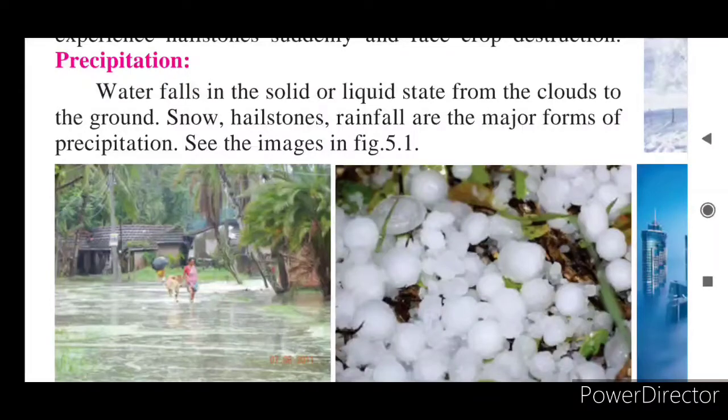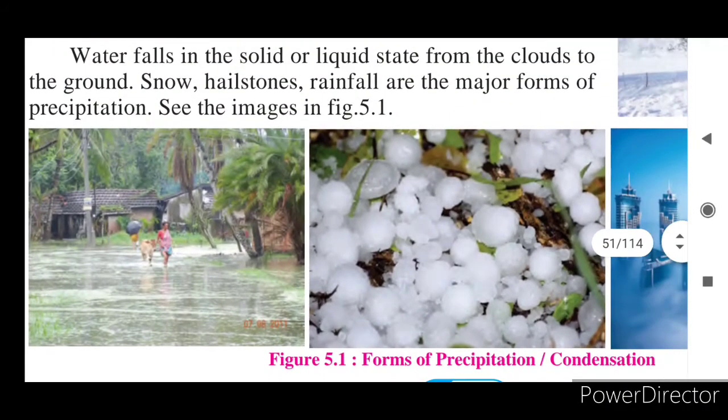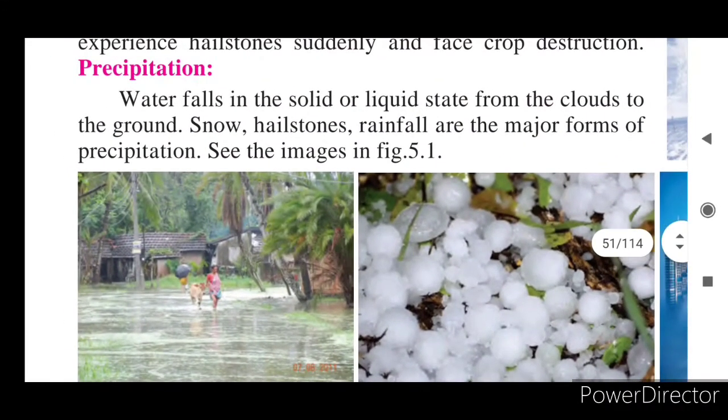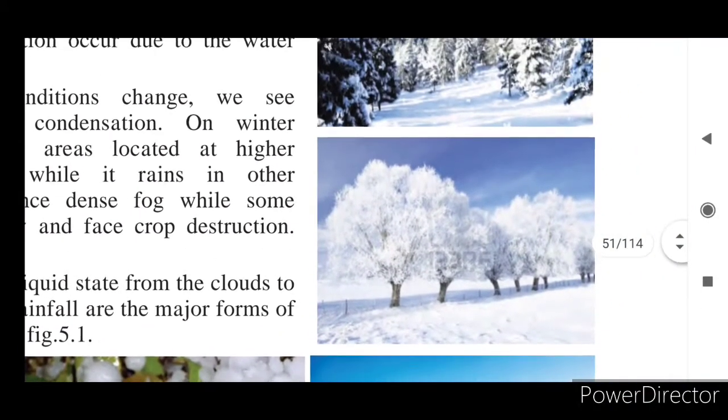See the figure 5.1 image. So it is figure 5.1. What is this? Rainfall, and this is hailfall, and this is snowfall.